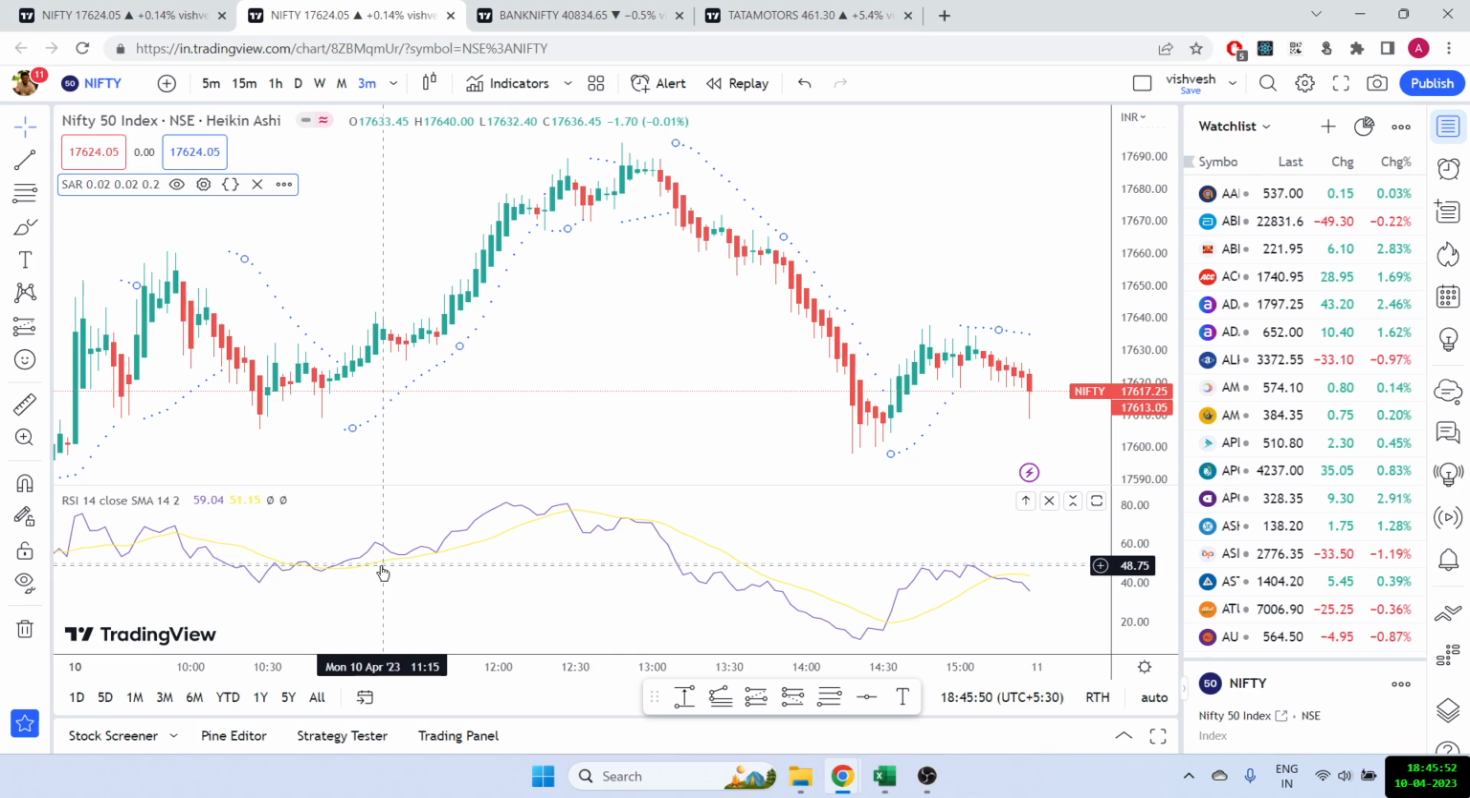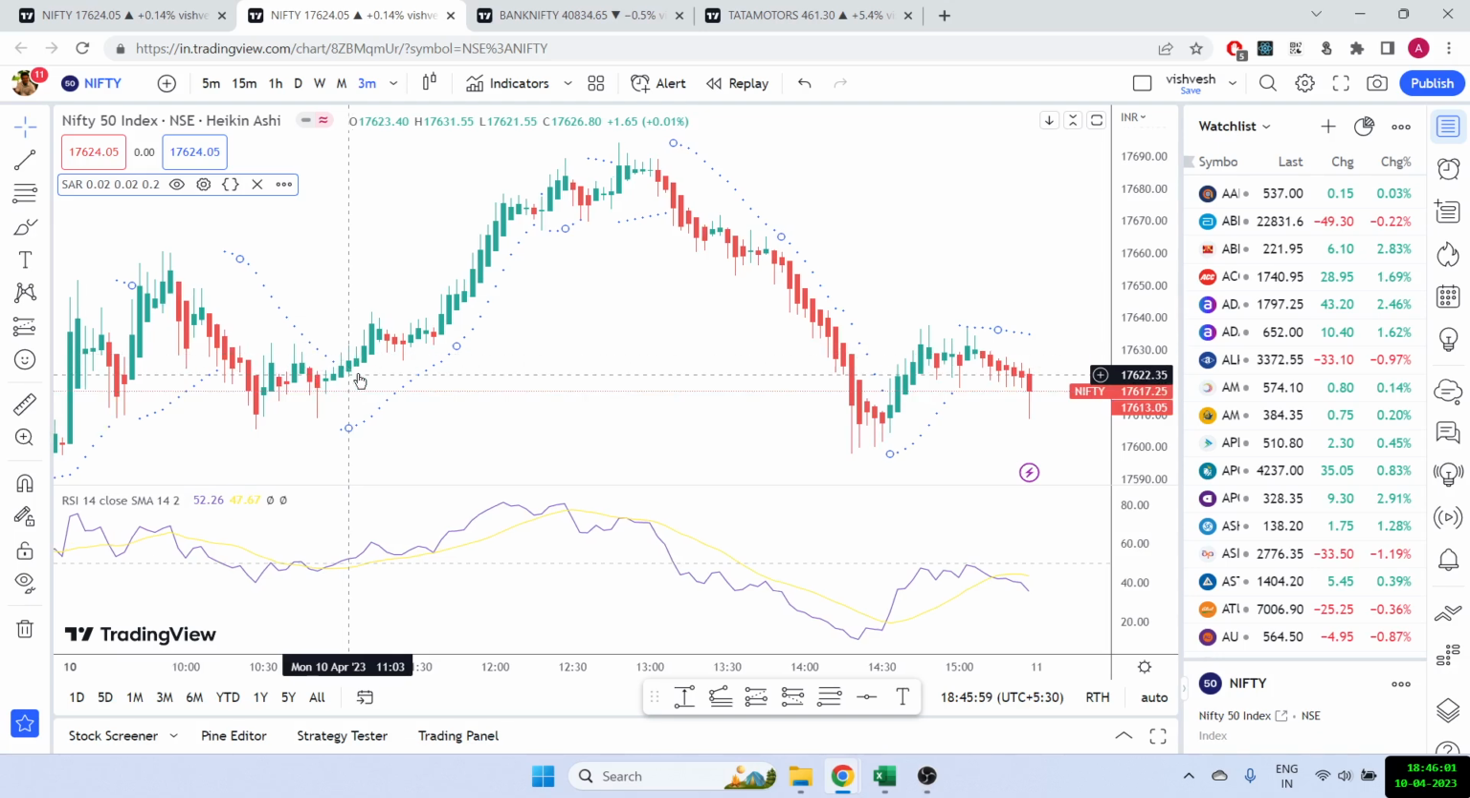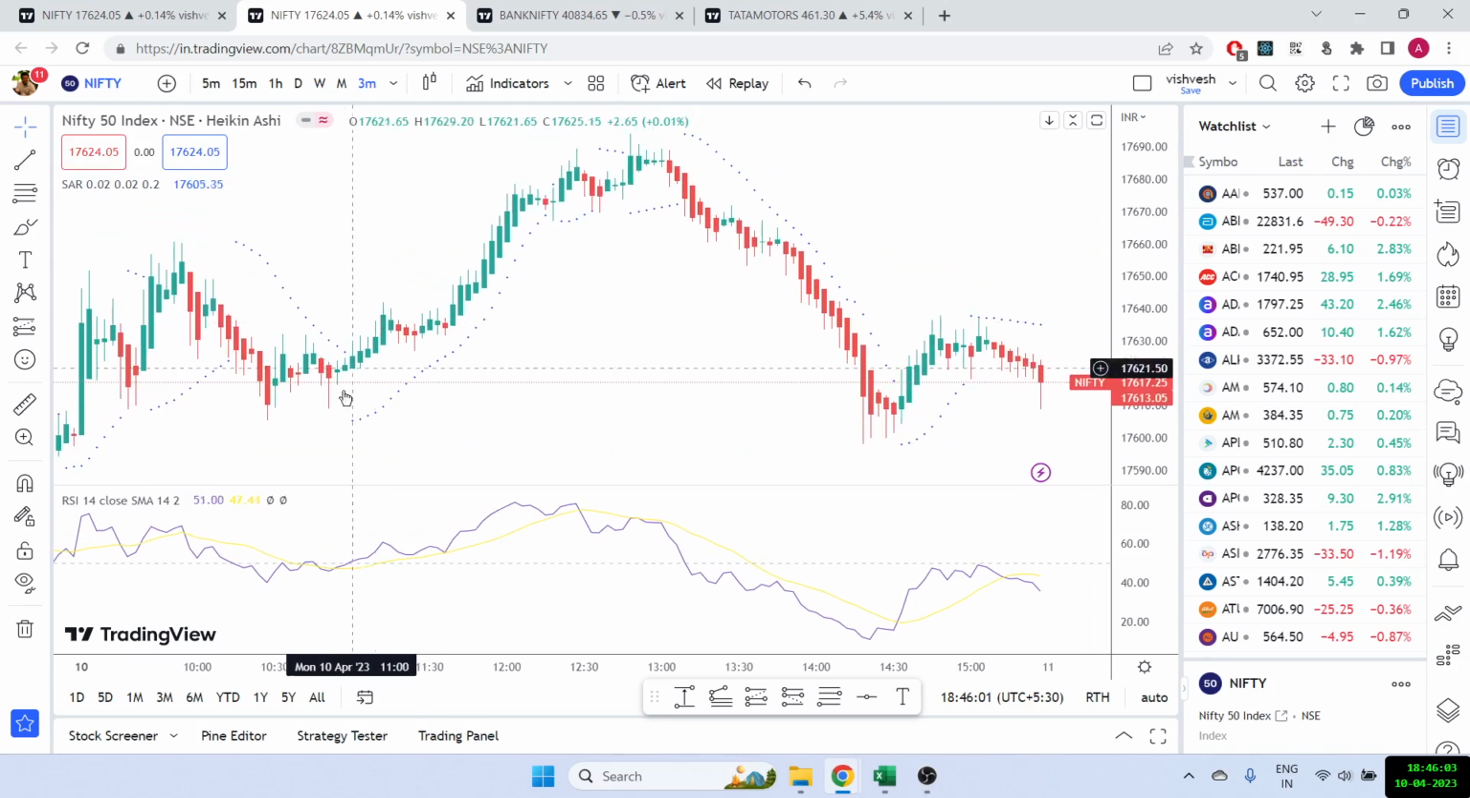So what is now our entry? For entry, we require a few things. Let's talk about the buying entry. On the buying entry, firstly, I require a green Heikin Ashi, so my first condition is that the Heikin Ashi should be green. The second condition is that the Heikin Ashi should be above the PSAR. So with these dots, the candle should be above the PSAR. And the third thing is that the RSI value should be above 50.